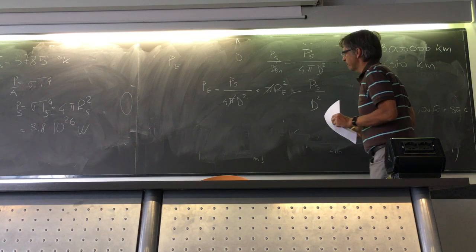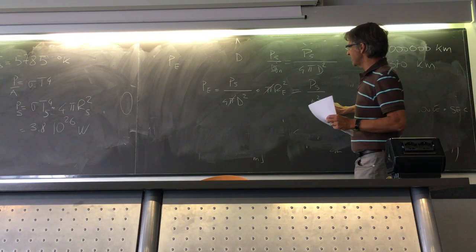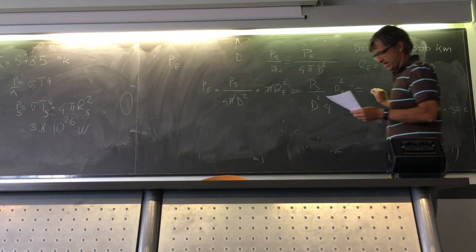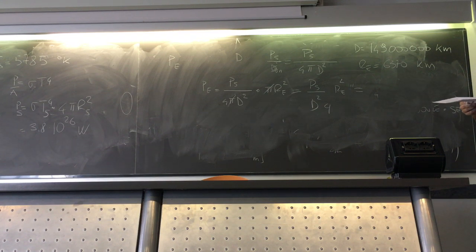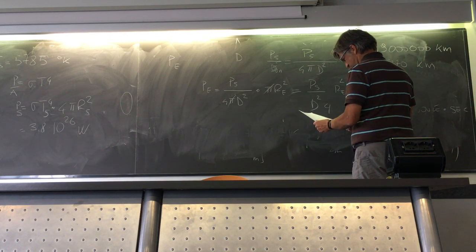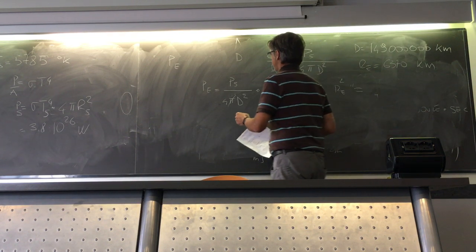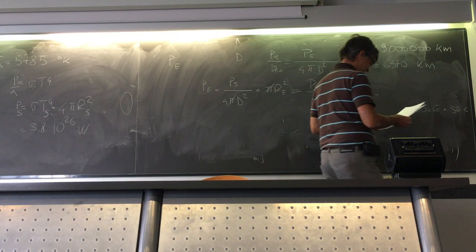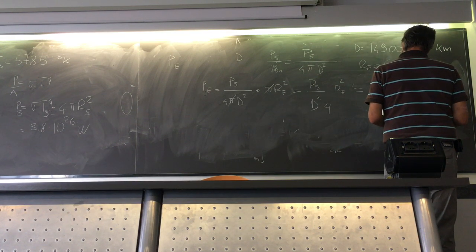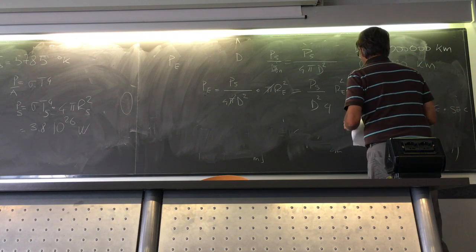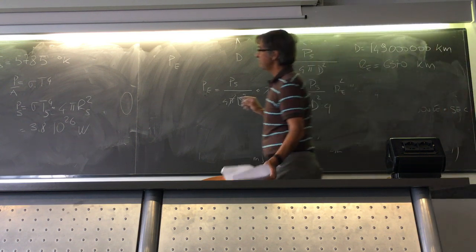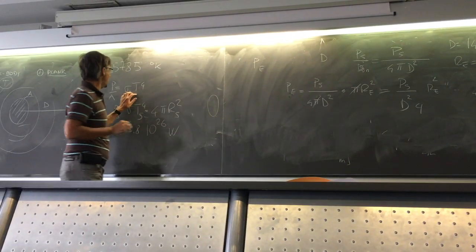So if you put this in, you divide by the square, there is a 4, and you multiply by this, then you get a number. This number is the total power that you get on the Earth. I don't have this number here, you can compute it, but it's not finished.